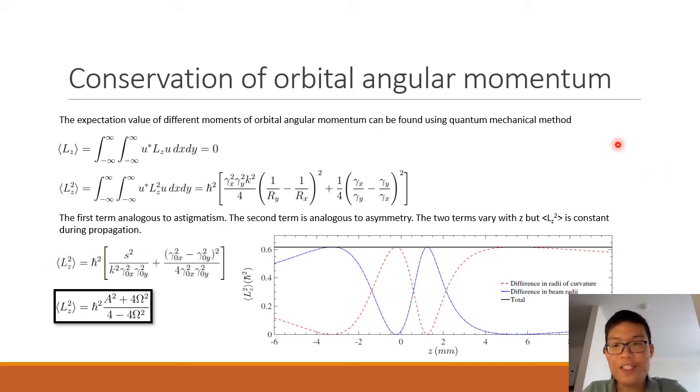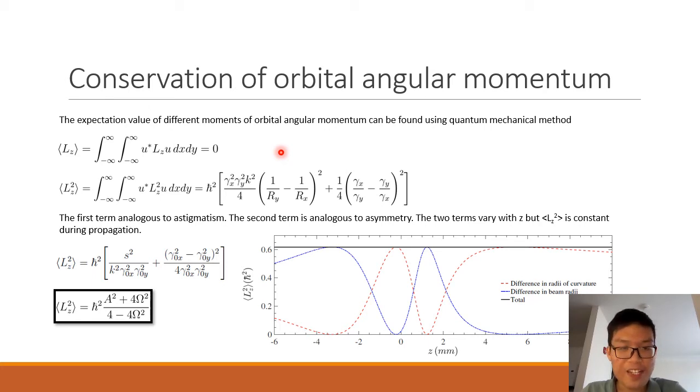So how are we going to find the orbital angular momentum? The answer is to use a quantum mechanical method. That is to find the expectation value for the orbital angular momentum operator using this integral. The first moment of OAM, that is orbital angular momentum, is found to be 0, because people have already known that simple astigmatic Gaussian beams do not have a net OAM.